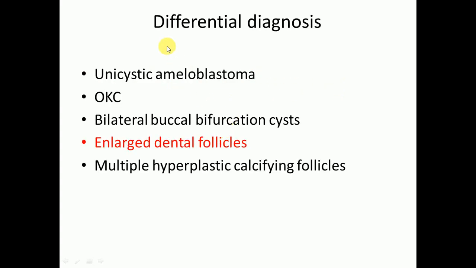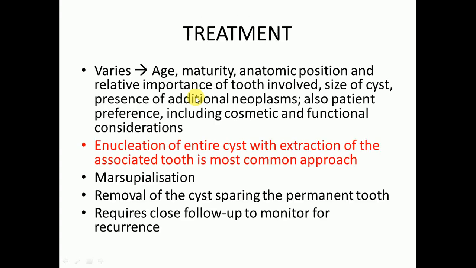If you talk about differential diagnosis, then it may be unicystic ameloblastoma, odontogenic keratocyst, bilateral buccal bifurcation cyst, enlarged dental follicle, or multiple hyperplastic calcifying follicles. These are the differential diagnoses as far as the dentigerous cyst is concerned. If you talk about treatment, then treatment varies on the basis of age, maturity, anatomic position, the relative importance of the tooth involved, size of the cyst, presence of additional neoplasm, and also patient preference, including cosmetic and function considerations.